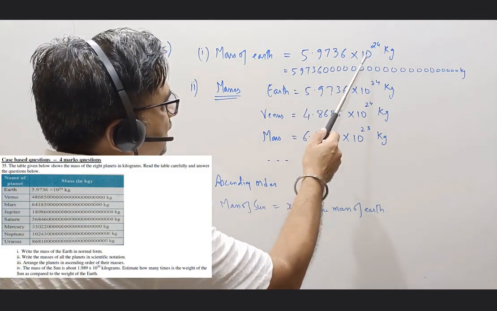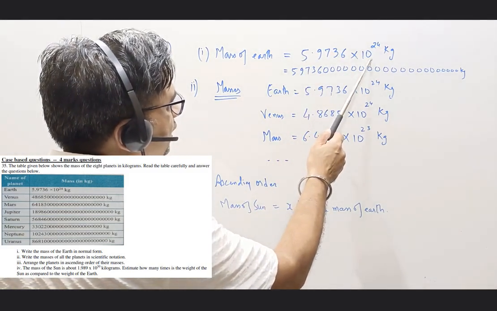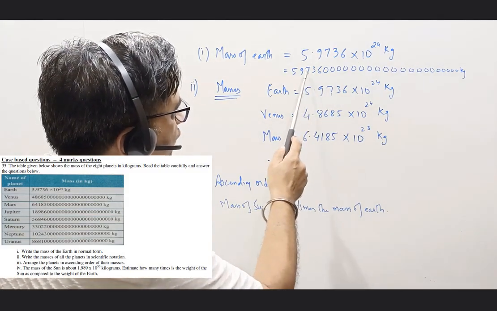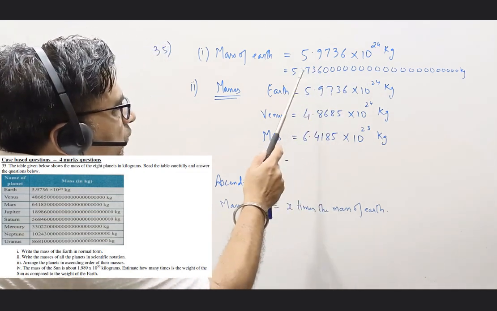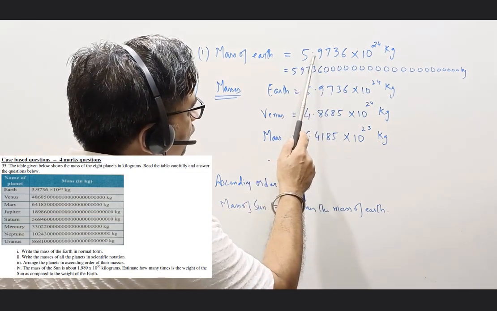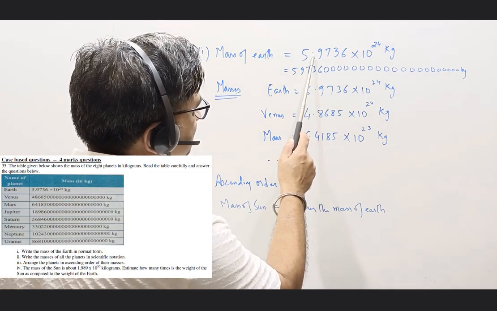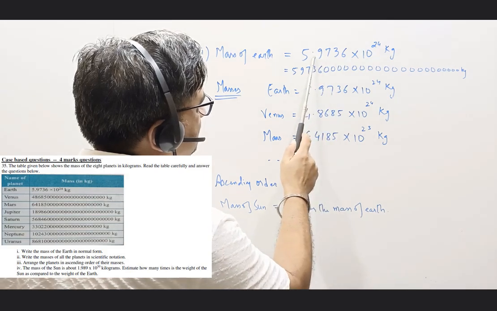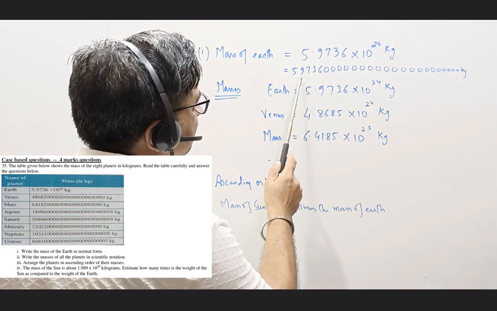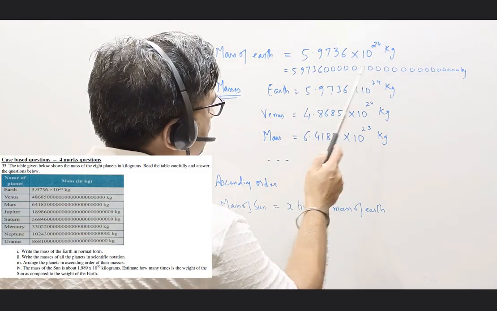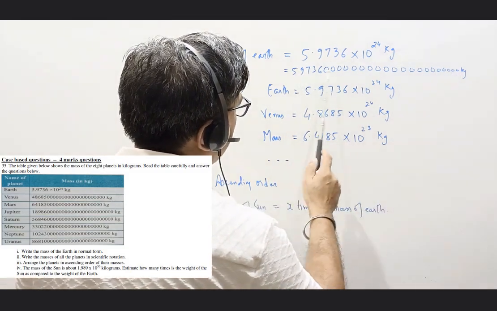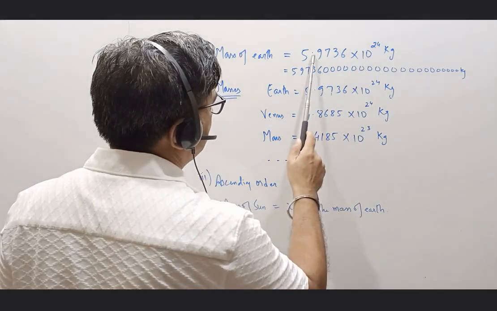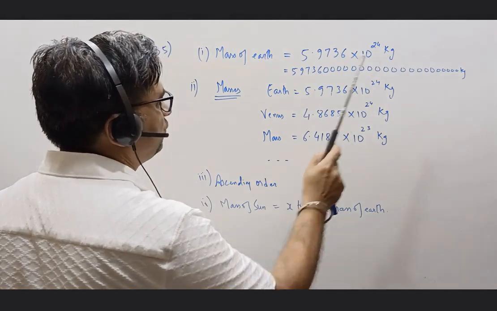What does this mean? 10 to the power 24. It means that if we remove this decimal, we can go 24 places to the right of this decimal. So after 5, starting from 9 all the way to the last 0, there are 24 digits. 24 digits to the right of this decimal is what we can go. This is what it means.